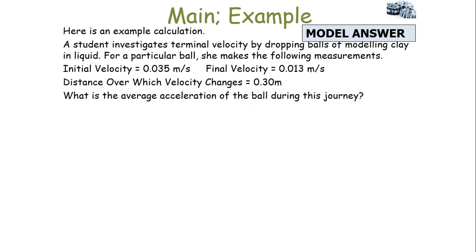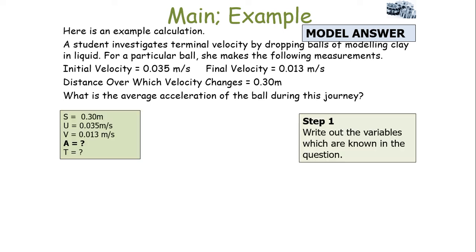A student's investigating terminal velocity by dropping balls of modelling clay in a liquid. For a particular ball, she makes the following measurements. Initial velocity, 0.035 meters per second. Final velocity, 0.0313 meters per second. And the distance over which the velocity changes, 0.30. What's our average acceleration? Well, we write out SUVAT: S, U, V, A, and T. Now we want A, but we don't have T, but we have S, the displacement, we have U, the initial velocity, we have V, the final velocity.